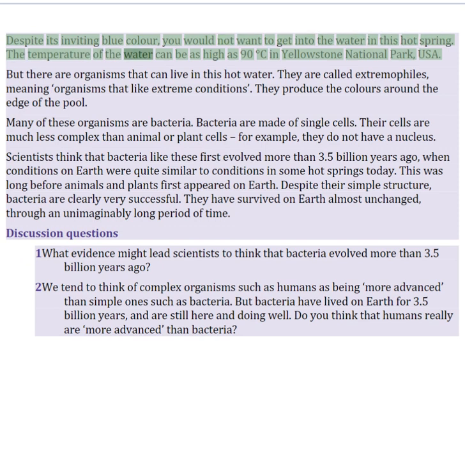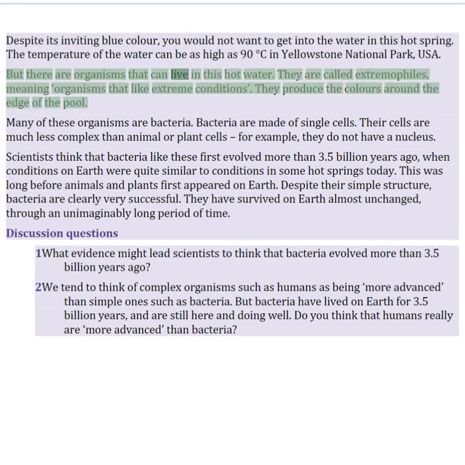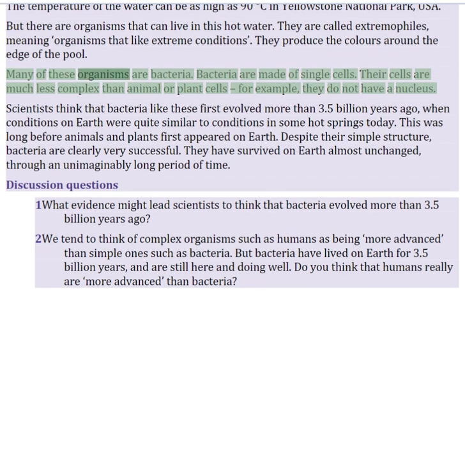The temperature of the water can be as high as 90 degrees Celsius in Yellowstone National Park, USA. But there are organisms that can live in this hot water. They are called extremophiles, meaning organisms that like extreme conditions. They produce the colors around the edge of the pool. Many of these organisms are bacteria.